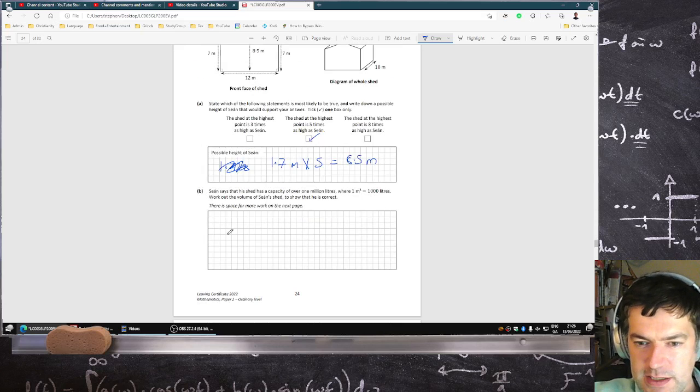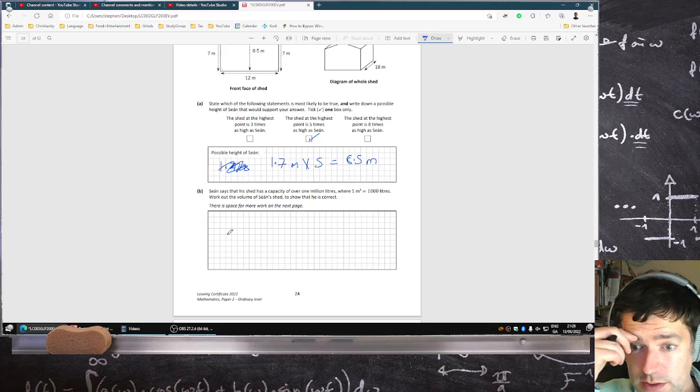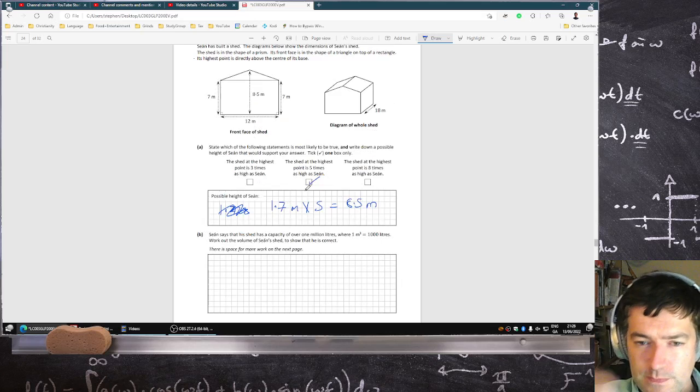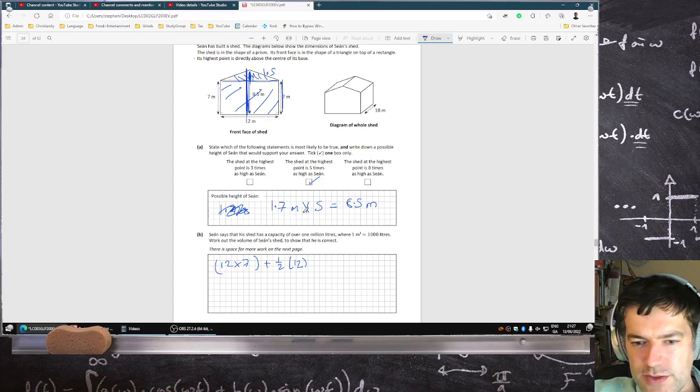Sean says the shed has a capacity of over 1 million liters. Work out the volume of Sean's shed to show that he's correct. Okay, so the volume. First we get the face area here, which is the rectangle plus the triangle. So that's 12 times 7 for the rectangle. And then the triangle is a half the base, which is 12, and then the height. So the height is 1.5, because that was 7 and the total was 8.5, meaning the extra piece is 1.5. So the face area, 12 times 7 plus 6 times 1.5, is equal to 93.